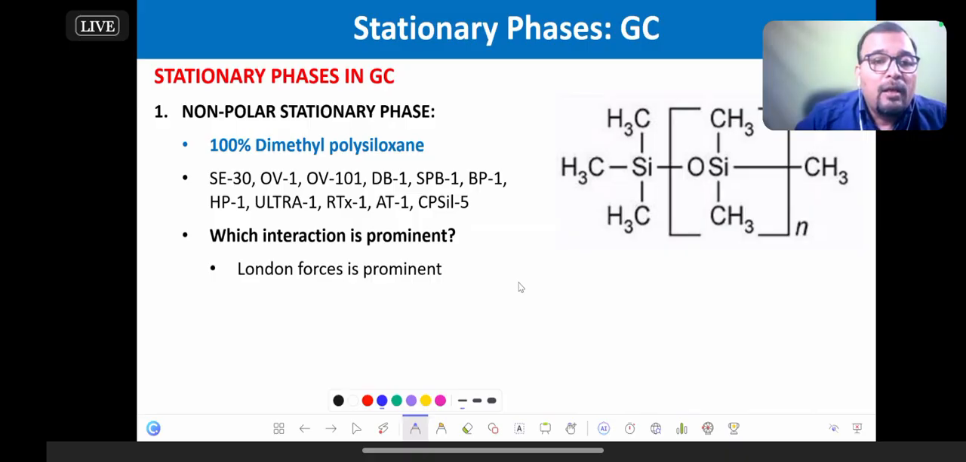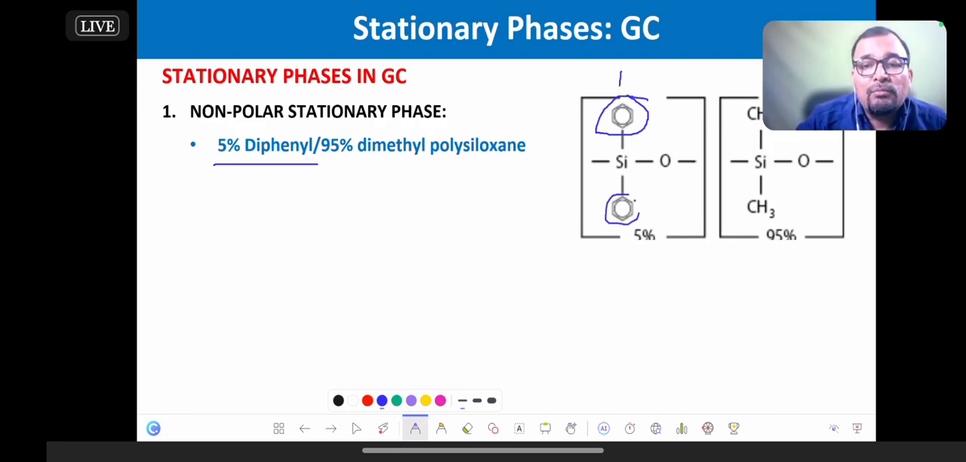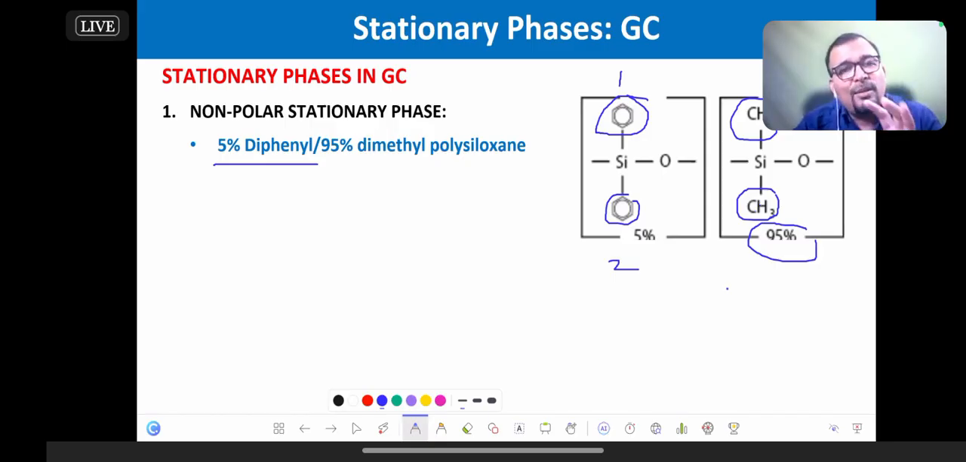Awesome. The second is a little non-polar stationary phase, but with the inclusion of 5% diphenyl. This is one phenyl, and this is another phenyl. So again, you will have 95% dimethyl polysiloxane, you can see over here, but 5% will have the diphenyl part now. What new interaction is going to be brought by diphenyl functional groups?